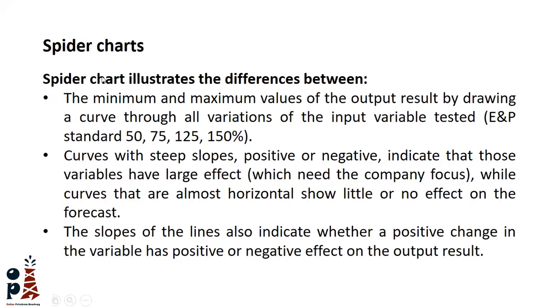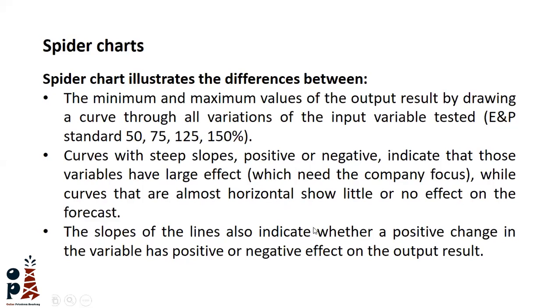Another way to show sensitivity analysis is what we call a spider chart. So we change an input and see its impact, again on net present value, and the standard changes are 50%, 75%, 125%, and 150%. Curves that show steep slopes, whether positive or negative, indicate that this variable has a large effect, which needs the company's focus in the economic study. While curves that have a gentle slope or are horizontal show little or no effect on the forecast, and the company can neglect them.